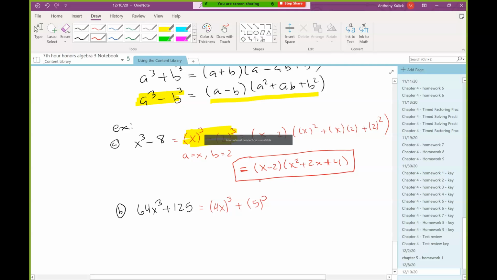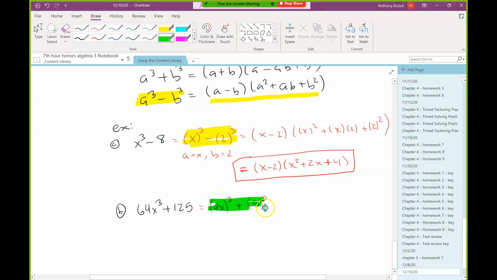4x cubed plus 5 to the third. Is there a question? Somebody turned on their microphone here to talk to me. No? Okay.